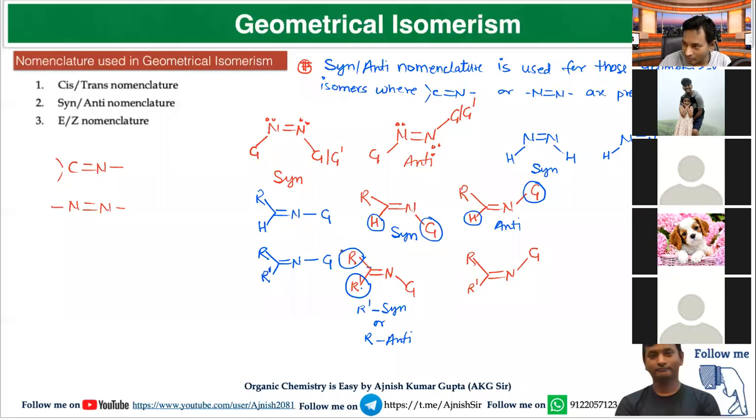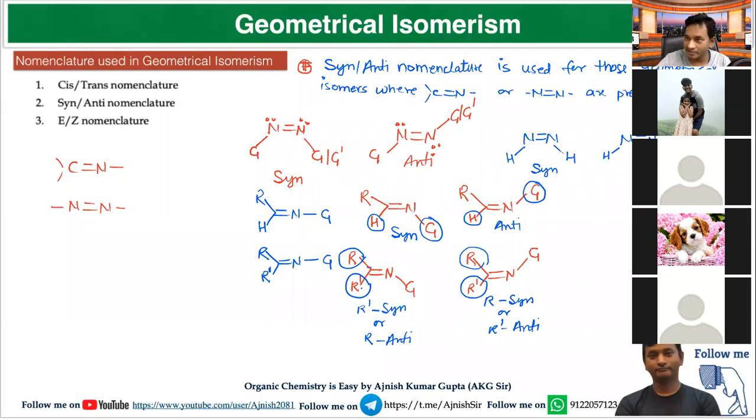When you are thinking along this R, it is called as R anti, and when you are thinking about this R dash, you will see R dash syn. Similarly, for this, you will see R syn. R and this group are on the same side, so it is R syn. And this R dash and group are on the opposite side, so it will also be called as R dash anti. Is it clear? Yes, sir.